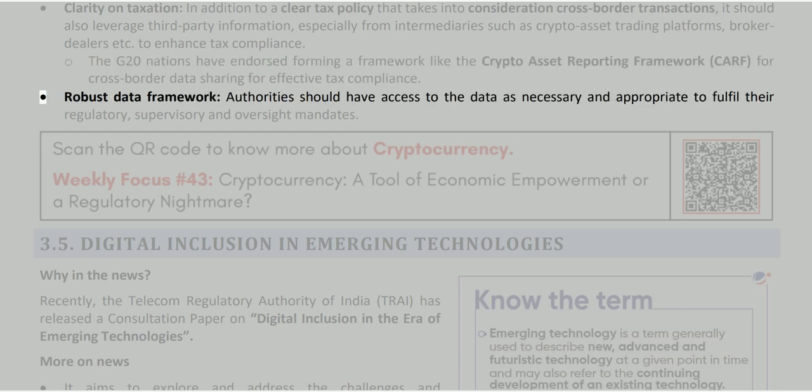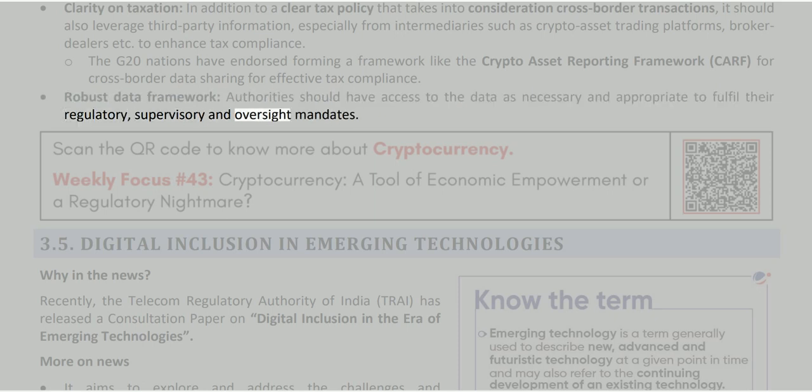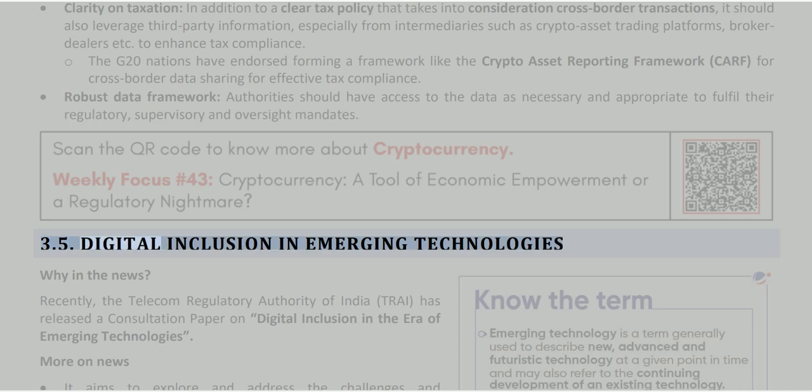Robust data framework. Authorities should have access to the data as necessary and appropriate to fulfill their regulatory, supervisory and oversight mandates. 3.5 Digital inclusion in emerging technologies.